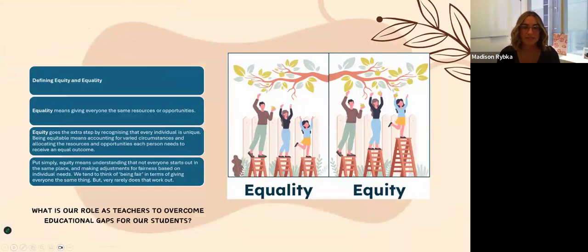So, equality versus equity, defining the difference. Equity goes that extra step by recognizing that every individual is unique. Being equitable means accounting for varied circumstances and allocating the resources and opportunity for each person's needs. Put simply, equity means understanding that not everyone starts out in the same place and making adjustments for fairness. And I understand, especially in high school settings where you've got so many students coming and going, it is hard, but all you can do is try your best.